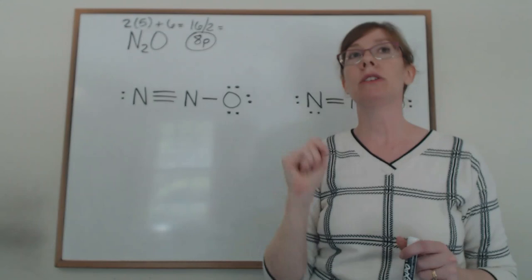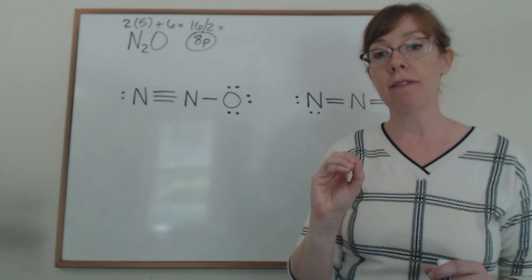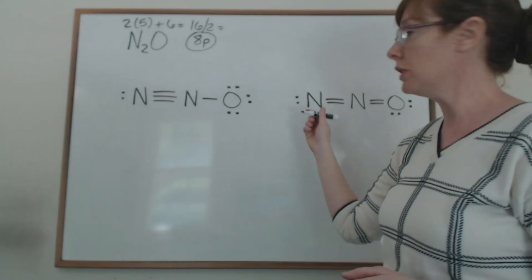And do they satisfy every atom? He has an octet, he has an octet, he has an octet. Octet meaning eight valence electrons or four pairs. So you see what I'm saying? These are two resonance structures, so you have resonance between them.